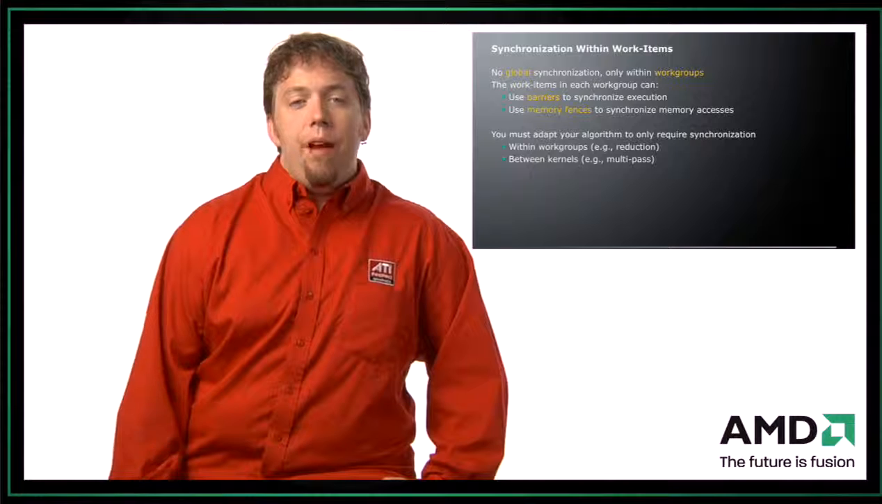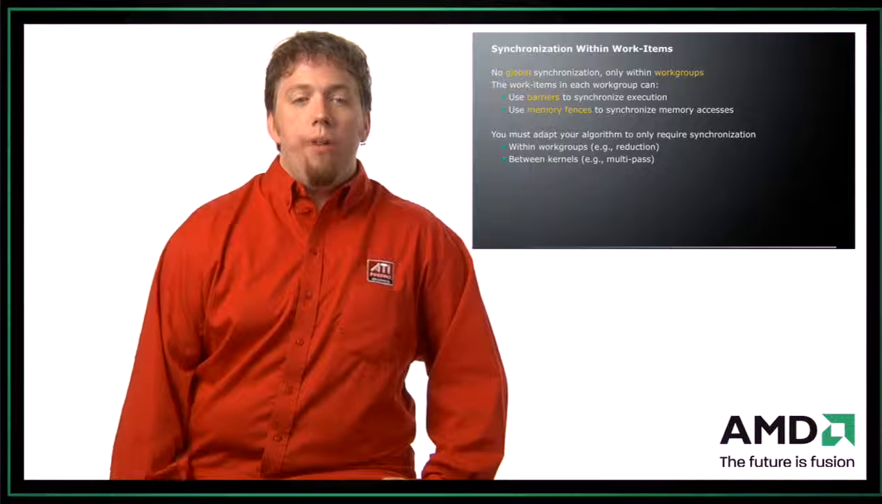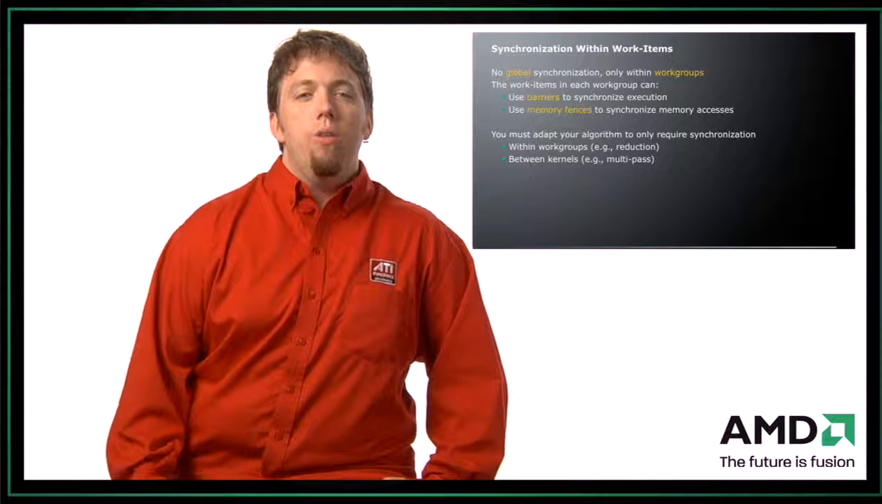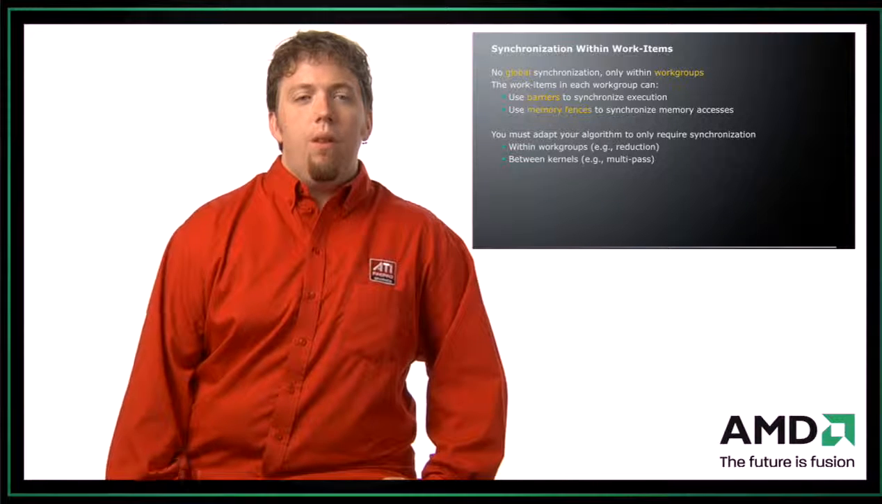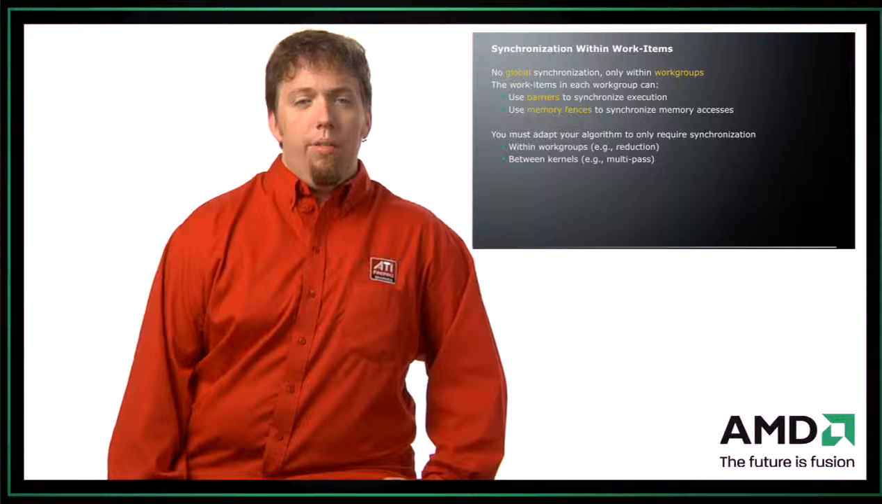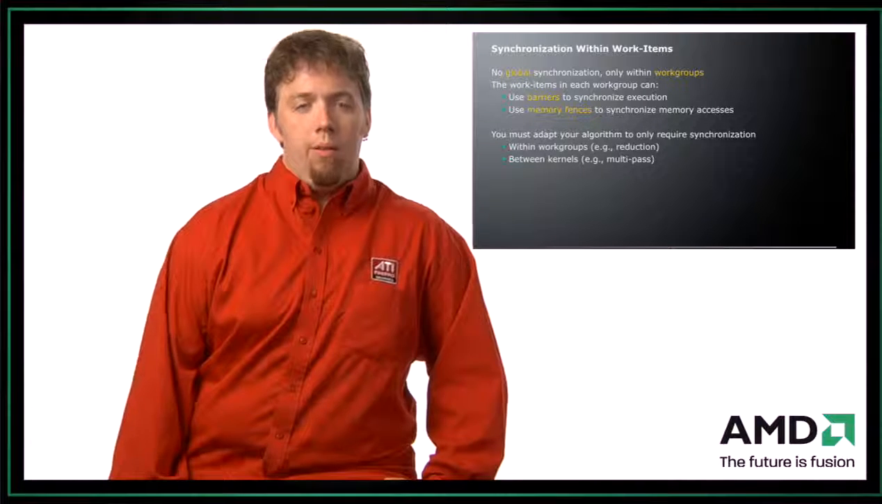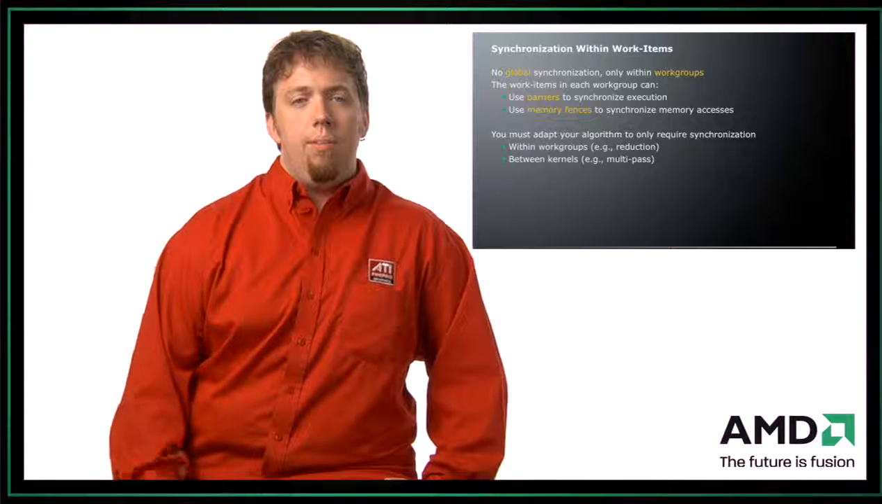You must adapt your algorithm to only require synchronization within work groups. So let's say you're doing a local reduction, and in that case, you're using barriers or memory fences, or between kernels. And so in that case, if you really need global synchronization, you have to do a multipass algorithm because the only way you'll be able to synchronize is between different kernels.